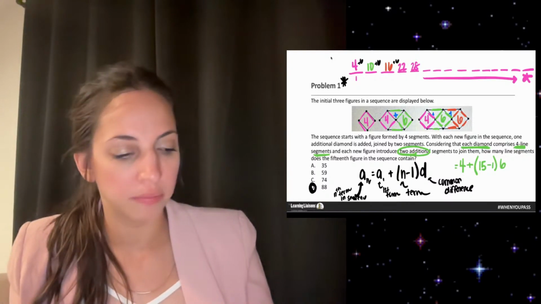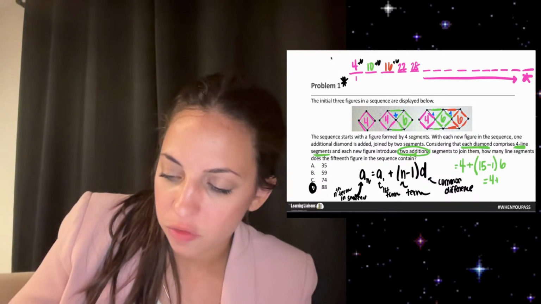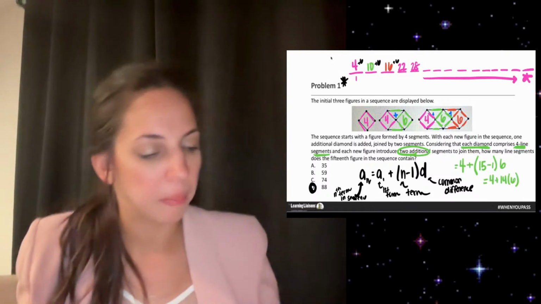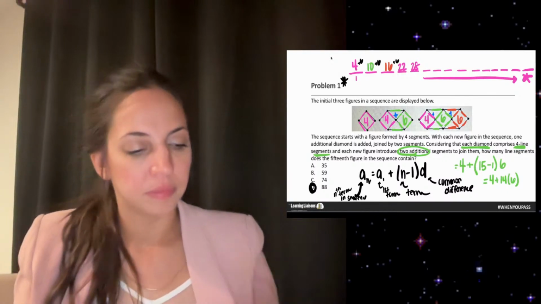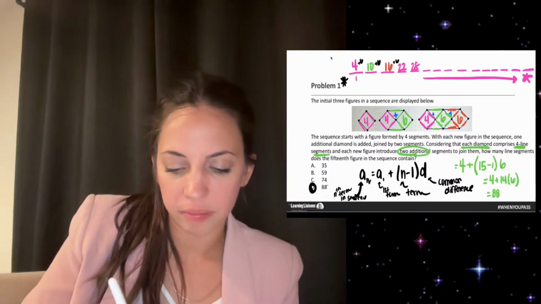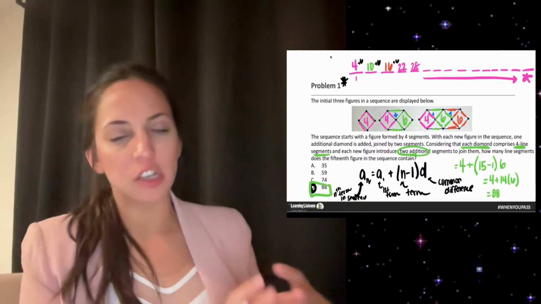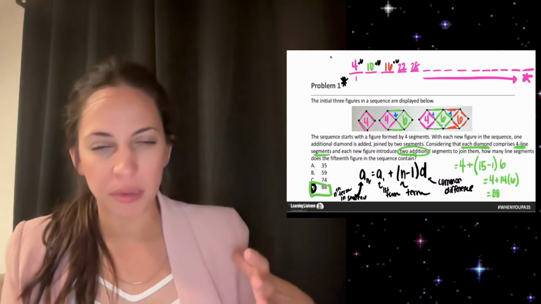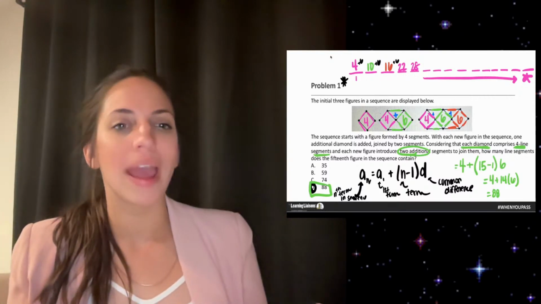15 minus 1 is 14. So 4 plus 14 times 6. What do you know? It also equals 88. So if you are more of an algebraic thinker and you like to memorize formulas and they make sense to you, that's going to be the easiest, quickest way.